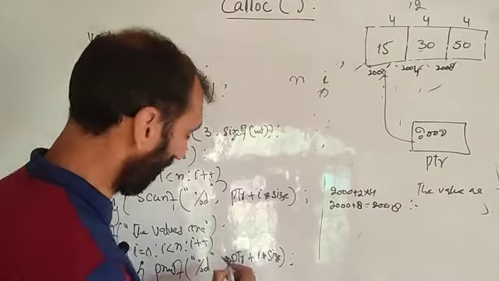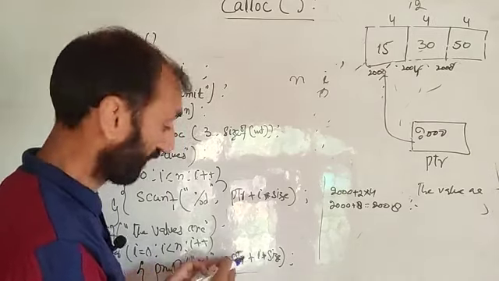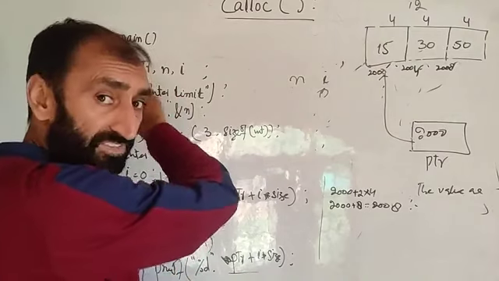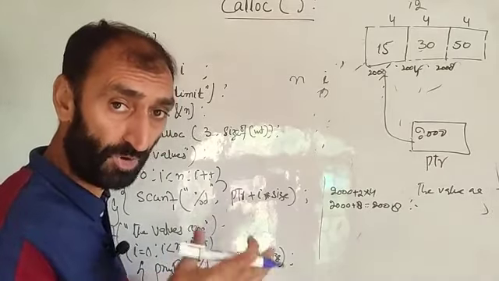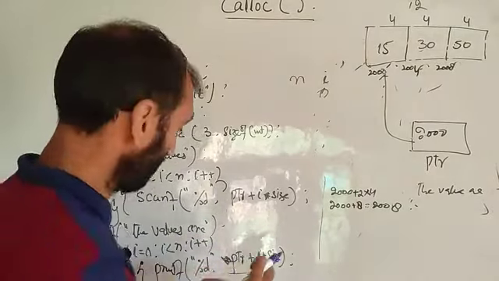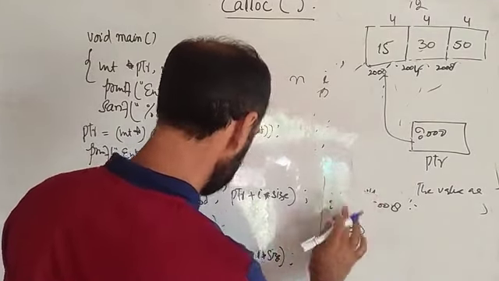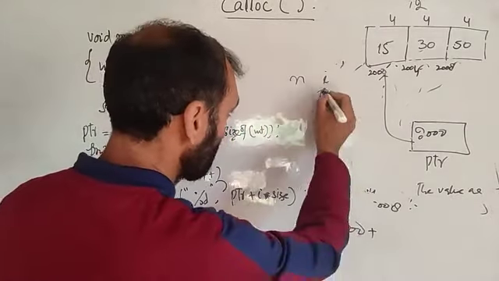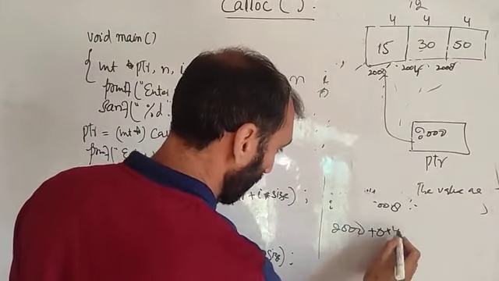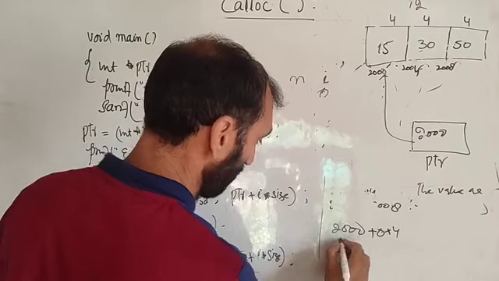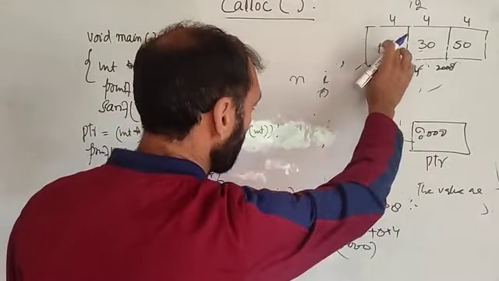Value at ptr, not the address. Here only this star acts as a pointer, but here it acts as an indirection operator. We know that the indirection operator returns the value at the address. So first it will get calculated. ptr is 2000 plus i, 0 into size. We know that the size of an integer is 4. That means 2000, 4 into 0 equal to 0. 0 plus 2000 equal to 2000. Now the value at 2000 is 15.